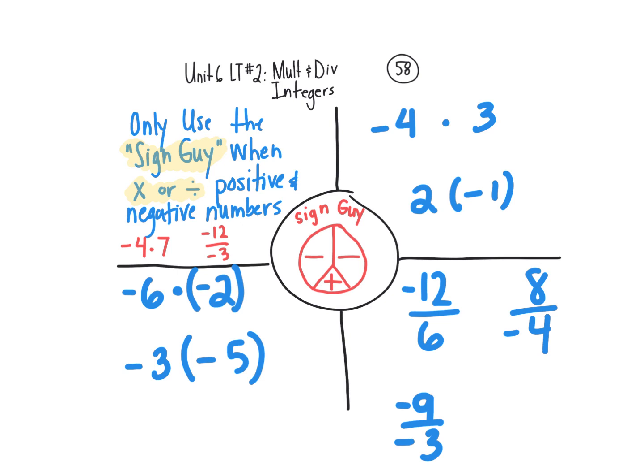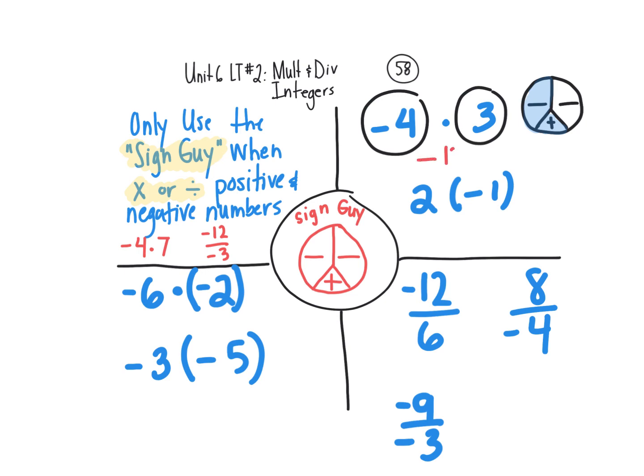Okay? Every time you see multiplication and division, the first thing you do is write your sign guy. Just like that. So again, we're going to circle our numbers like we have been. I have a negative 4 and a positive 3. So with my pencil, I'm going to cross out the negative and the positive. I have one negative, one positive. So what do I have left? I have a negative. So my answer is going to be negative. And 4 times 3 is 12. So my answer is negative 12.